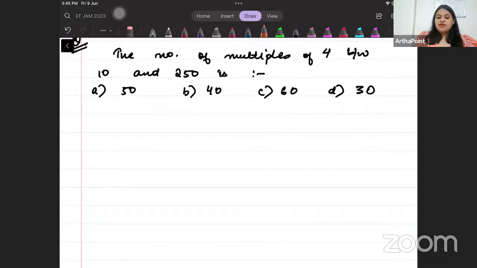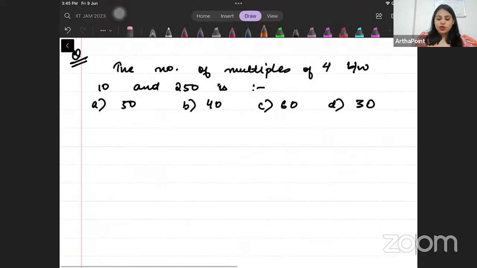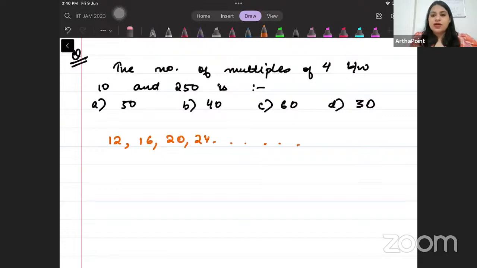So beta, when we talk about the number of multiples between 10 and 250, that means after 10, what's the first multiple? 12. Second multiple 16. Third multiple 20. 24. These are all the multiples of 4, right? So first let us think about the last multiple.